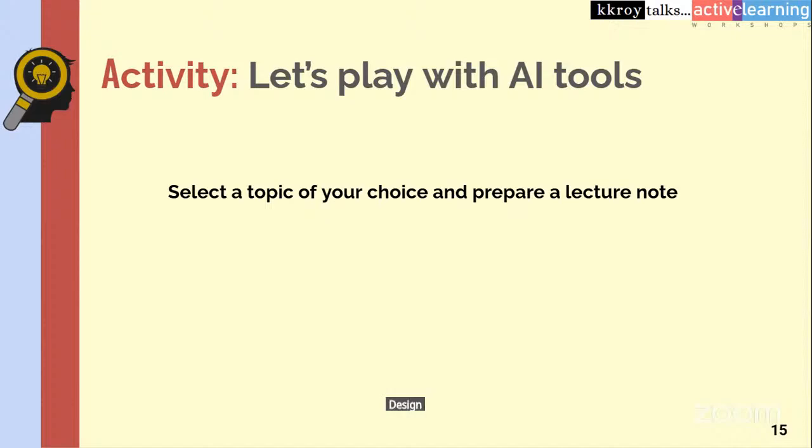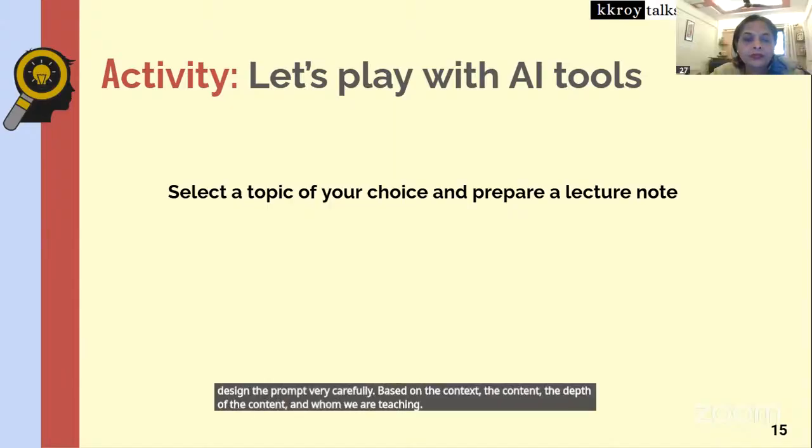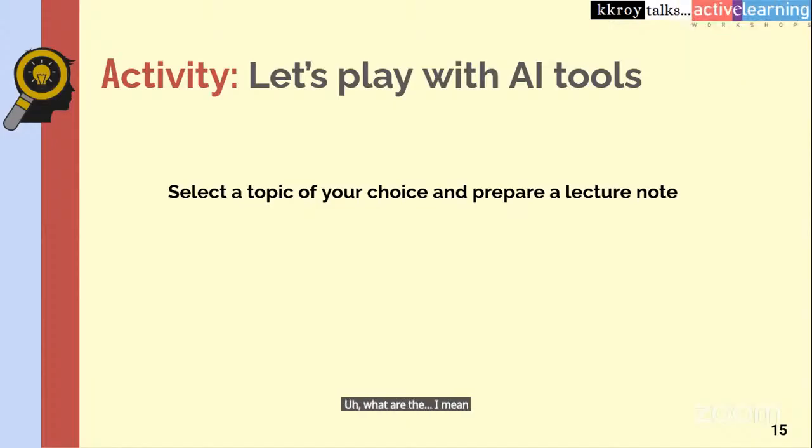Design the prompt very carefully based on the context, the content, the depth of the content, and whom we are teaching. Specify every detail that is required. And if there is an illustration, we can give that as an input too. Like we have previously done a specific methodology of teaching, then we can use small group discussions, large group discussions, or role play, whatever it may be. We need to give that input as a prompt, and then we get a real clear output.